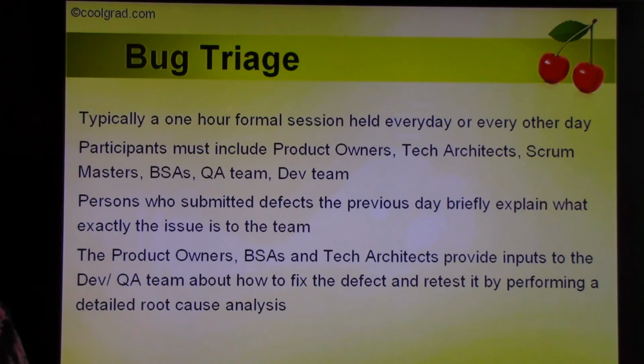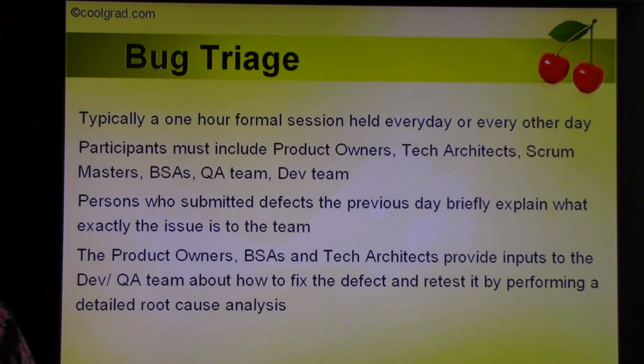Every time there's a bug triage, they go over all the bugs that have been submitted, and they try to see what the root cause of these bugs is. So the product owners, the business analysts, and the technical architects provide inputs to the dev and QA team about how to fix the defect and retest it by performing a detailed root cause analysis. So they try to see what is really causing the bug. The tester and the developer might think it's a very simple code issue, but the technical architect might step in during the bug triage and say, this is really a huge architectural flaw that we've unearthed, and he might give some inputs.